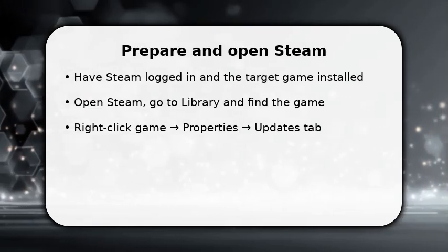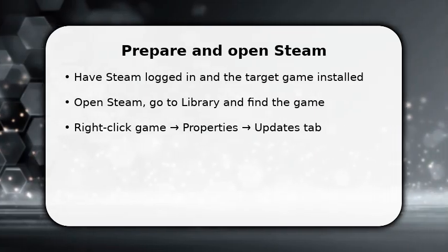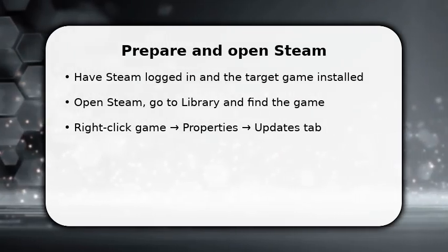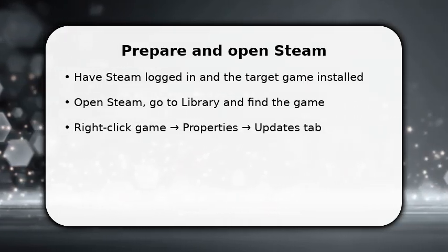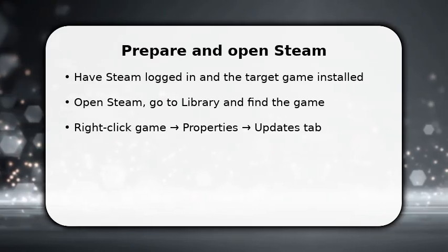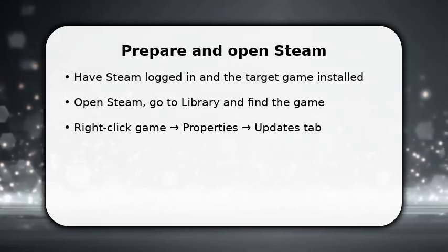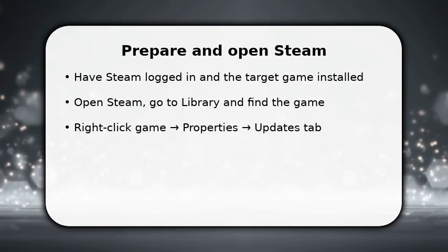You start with Steam open and logged in. Make sure the game you want to control is installed. Once the library is visible, locate the game and right-click it. Next, choose Properties and switch to the Updates tab so you can change its automatic update behavior immediately.